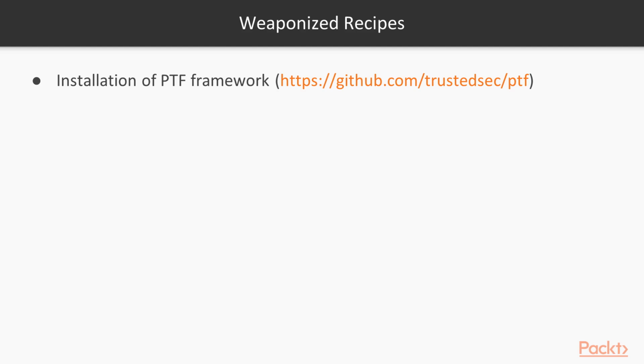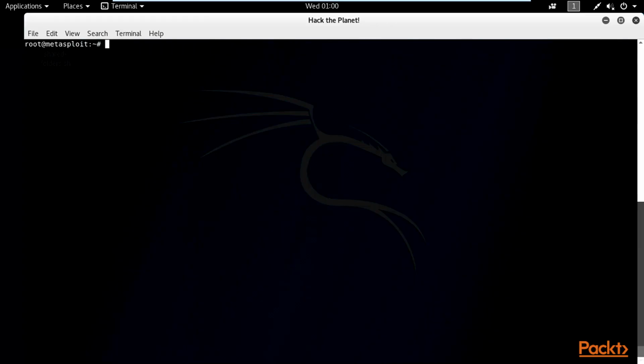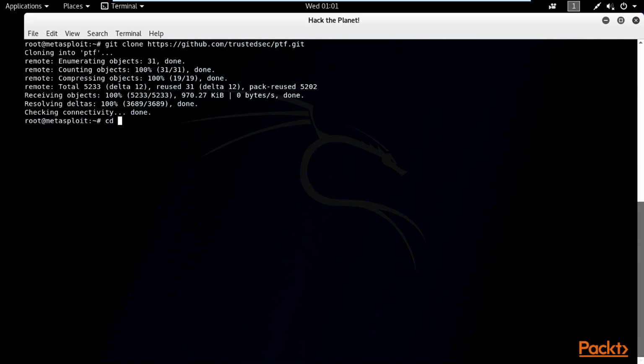The second thing that you have to do is to whitelist an incoming port to accept reverse connections from outside your network. And of course, you can use crontab to schedule your Metasploit script tasks. To start installing the PTF framework from TrustedSec, all you have to do is clone the script to your online box. After that, you access the folder and then run it.